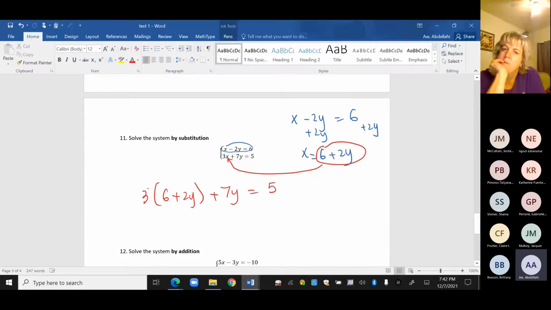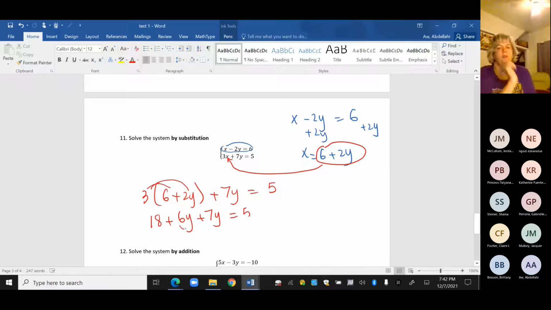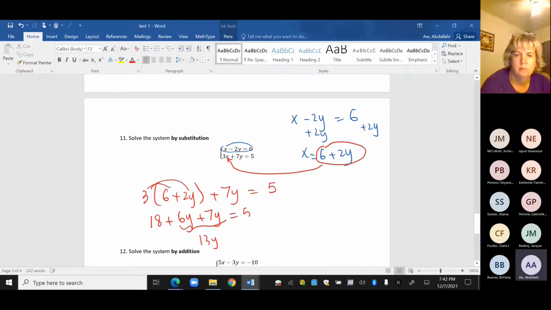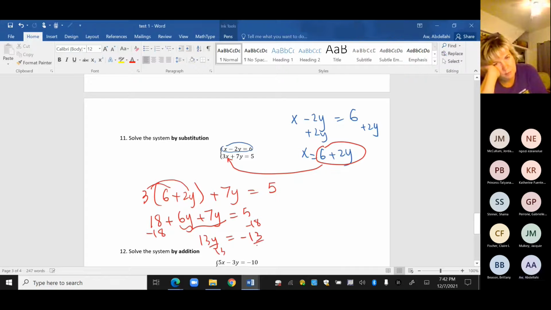You see, now the rest is just distribution, which is 18 plus 6y plus 7y equal to 5. That is 13y right here. And here, minus 18, we get equal to negative 13. So we divide by 13, we get y equal to what? We get y equal negative 1, right?